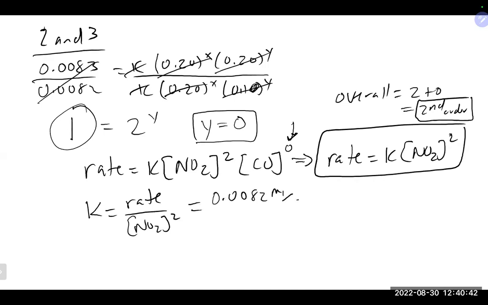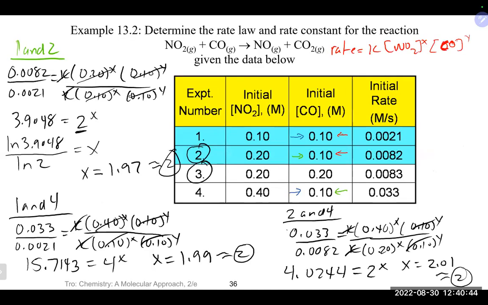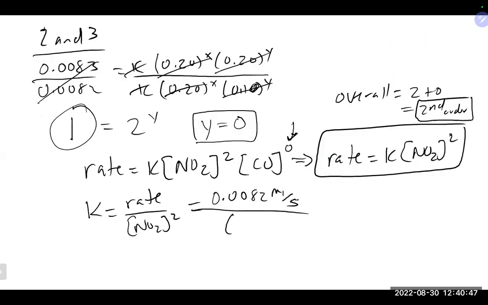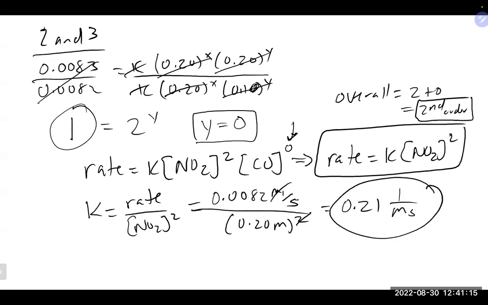0.0082 molar per second divided by our NO2 for that, which is 0.2. And once again, we've got to make sure that we do square it. So that would be 0.0082 divided by 0.2 squared. That's going to give us, looks like, 0.21, if I did that math right. And units here are going to be 1 over molar seconds. And again, that's what we typically do see with a second order reaction.